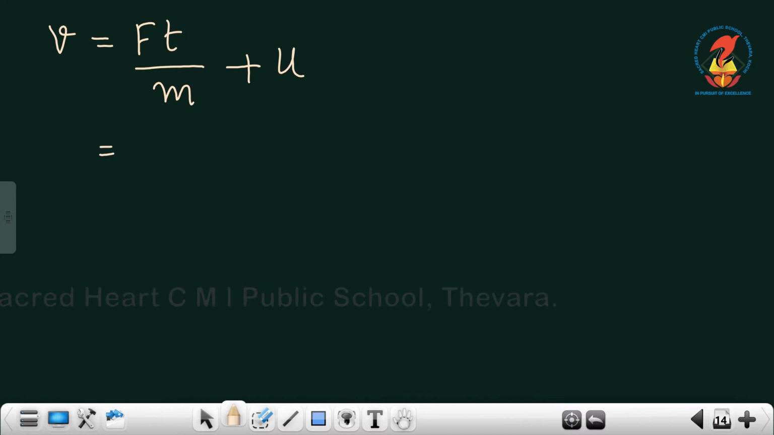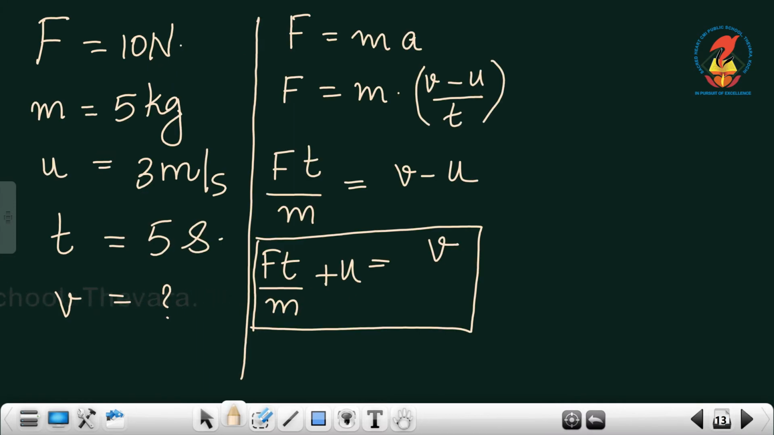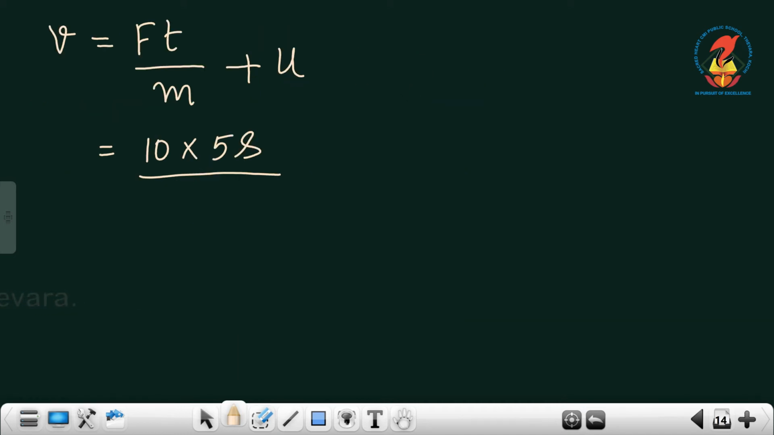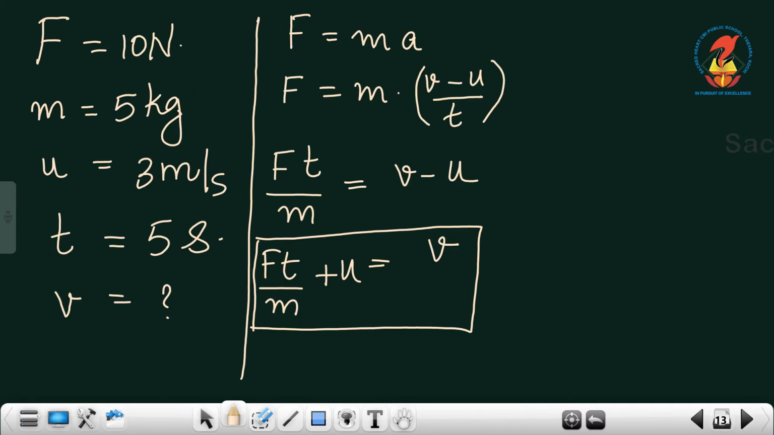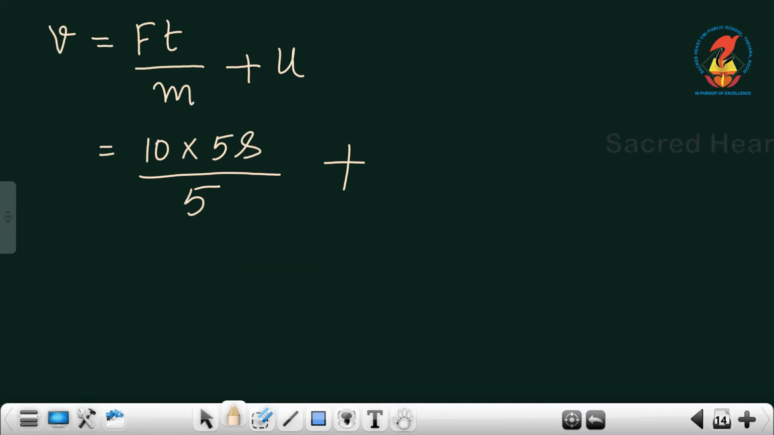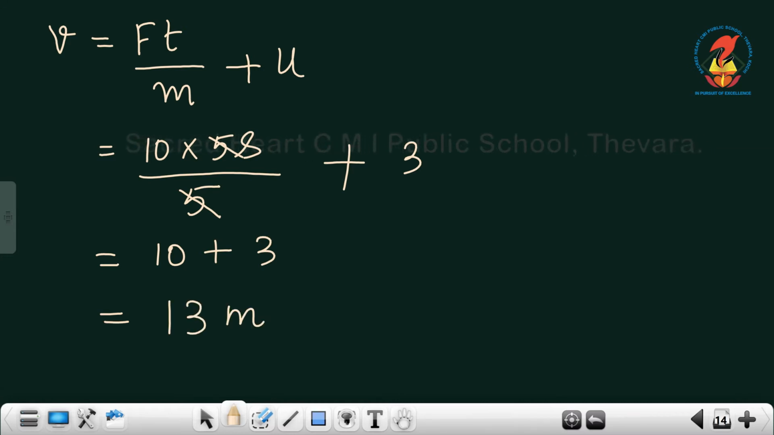Now substitute the values. F is 10 Newton, time is 5 seconds, mass is given as 5 kilogram, plus u, the initial velocity, was 3 meter per second. So plus 3. 5 and 5 cancel off. Remaining is 10 plus 3, which is equal to 13 meter per second. We are finding velocity, so the unit is meter per second. Answer is 13 meter per second.